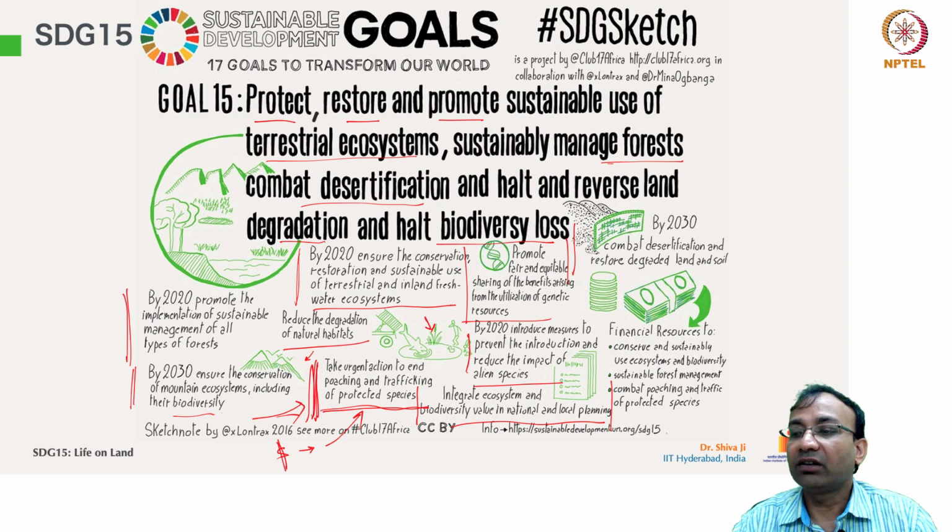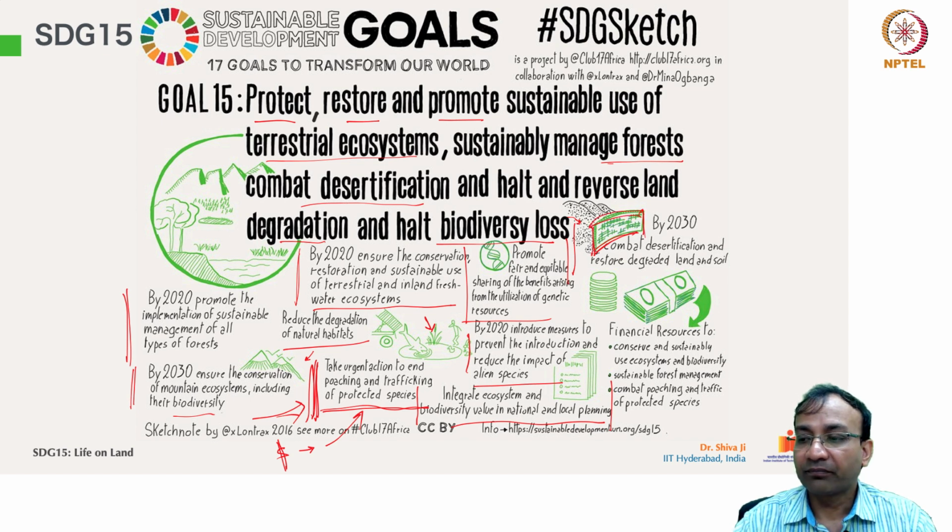By 2030, combat desertification and restore degraded land and soil. So you see, the desert is rising, and yeah, there is a full stop being proposed over here. Financial resources to conserve and sustainably use ecosystem and biodiversity, sustainable forest management, combat poaching, and trafficking of protected species.